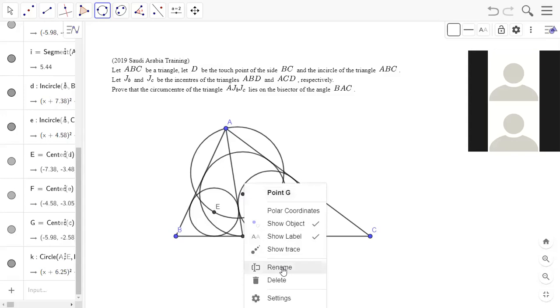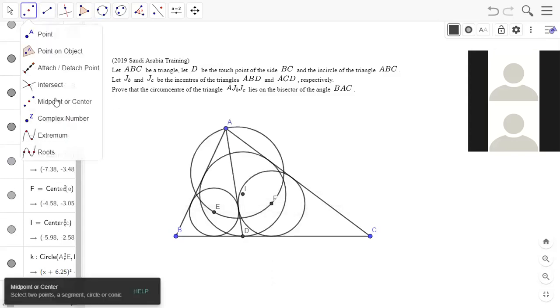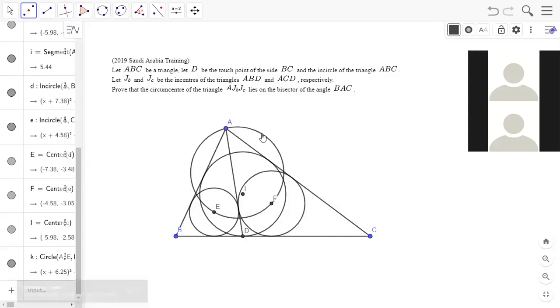Why didn't the name of this change? I. There we go. So we can call that G.